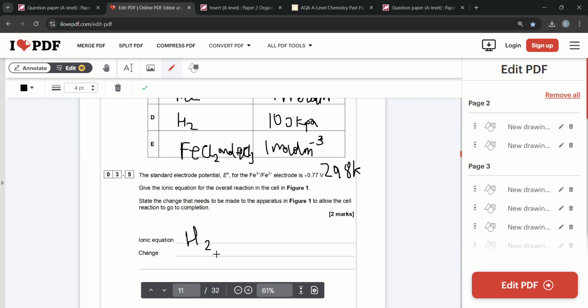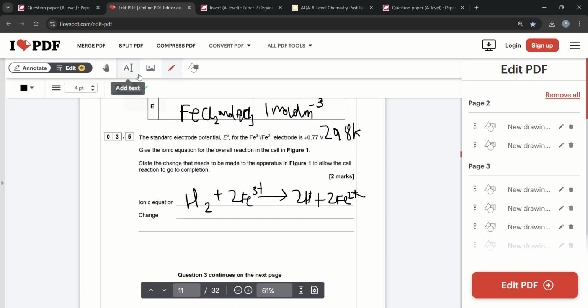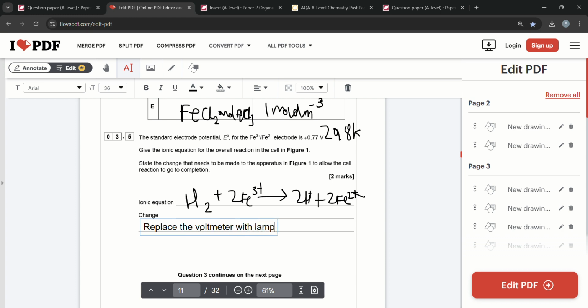Give the ionic equation for the overall reaction in the cell. H2 plus 2 Fe3 plus gives 2H plus plus 2 Fe2 plus. Change to the apparatus to allow the cell reaction to go to completion: replace the voltmeter with a lamp.